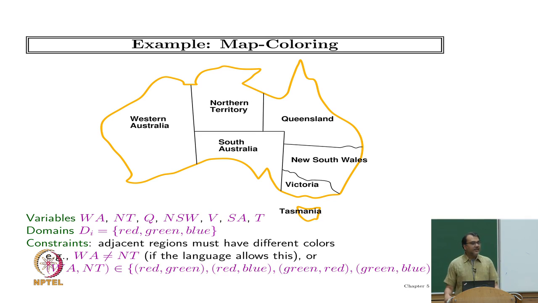In this case we have 7 states: Western Australia on the west, Northern Territory on the north, South Australia on the south, and on the east we have Queensland, New South Wales and Victoria, and as an island state we have Tasmania. And let us say you want to color them using red, blue and green, and so those are our values.